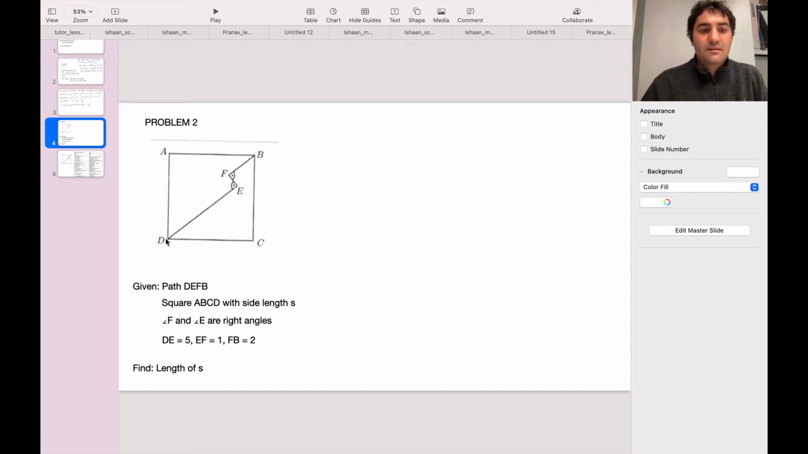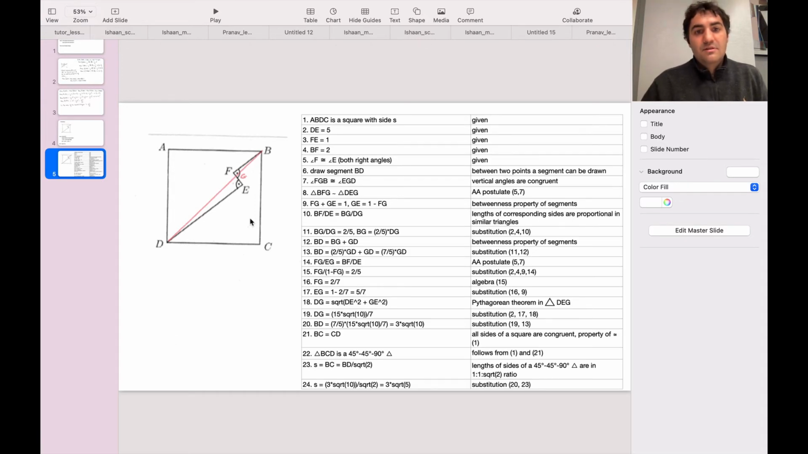And we're going to find an exact value for S, which is the length of the side of the square ABCD, right? So let's see how we do this. So write down what we know, and since angle F and angle E are both right angles, they're congruent, right?